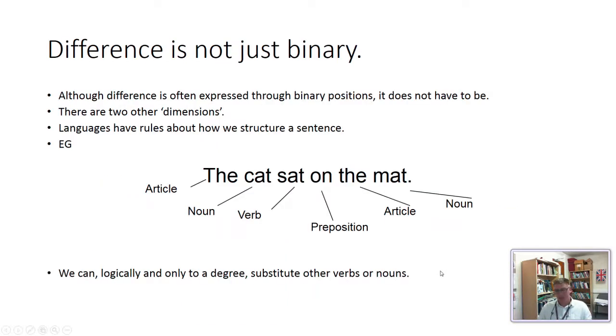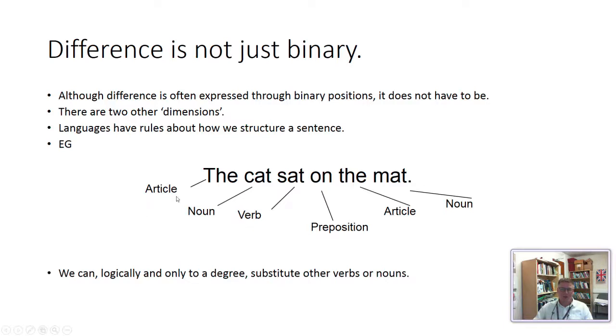Now that difference works in a number of different ways. It could be binary, that's perfectly acceptable. It's quite a common feature in Western culture, and lots of authors have argued that. But it also could occur in 2 other ways. There are 2 other dimensions by which signs can achieve meaning by being something else. So languages, for example, have rules about how we structure a sentence. So if you take this very simple sentence, the cat sat on the mat.